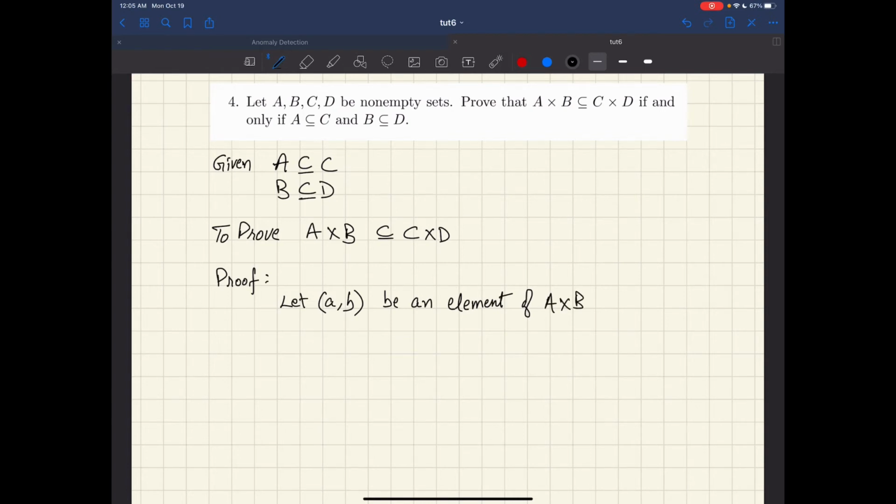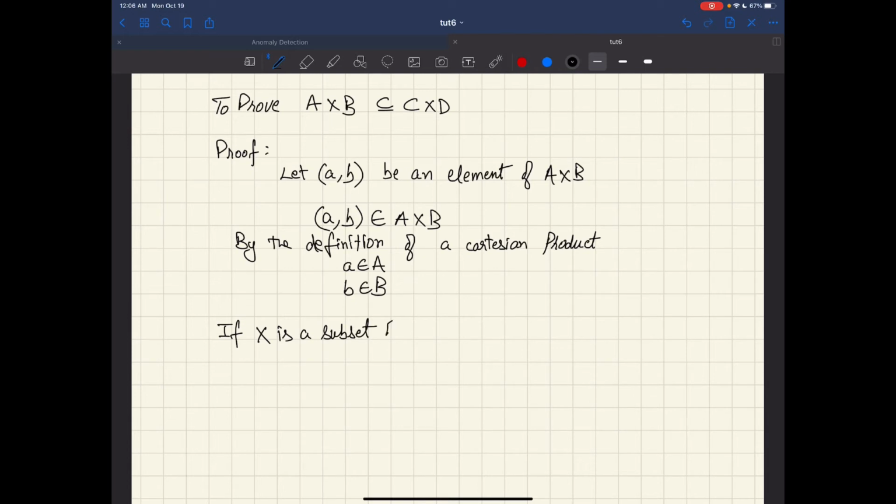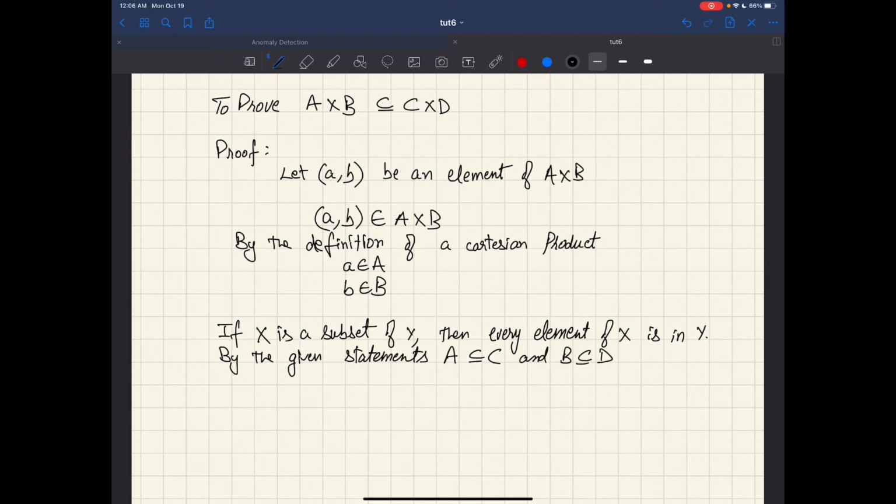Now, by the definition of Cartesian product, a belongs to the set A and the element b belongs to the set B. Now, we say if X is a subset of Y, then every element of X is in Y. So by the given statements, A is a subset of C and B is a subset of D, we also obtain that the element a belongs to the set C and the element b belongs to the set D.